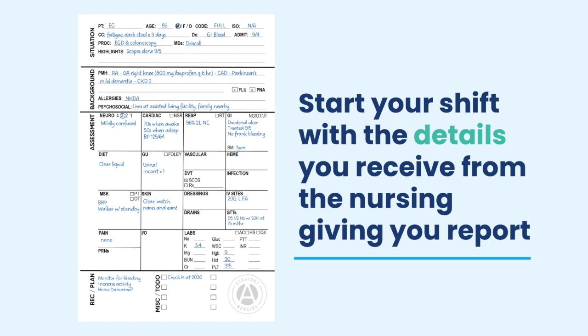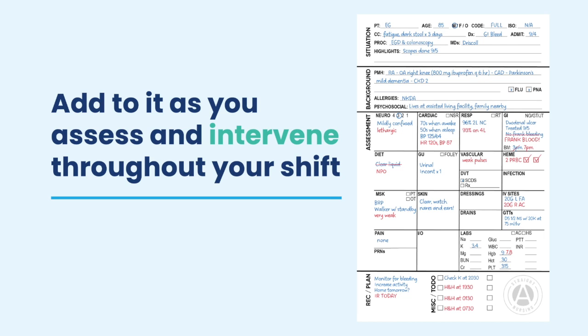So when you start your shift, you'll get all the details from the nurse giving you a report, and then some you'll need to get from the chart. Maybe you want to go in and look at his labs when you do your start of shift routine and make your plan for the day. And then you're going to add to this as you assess your patient and intervene throughout your shift. So you can see here that I've updated it in red. So a different color is really helpful to use for your changes throughout the day so that you can easily see what's happened throughout your shift.